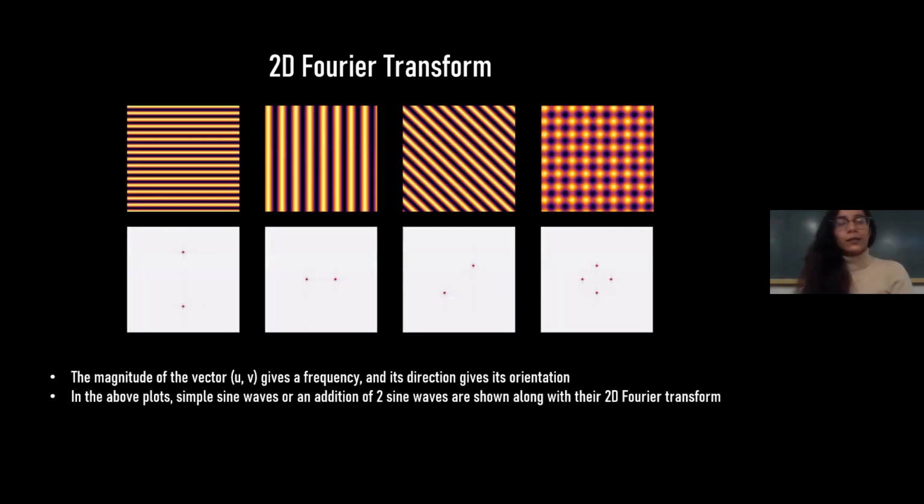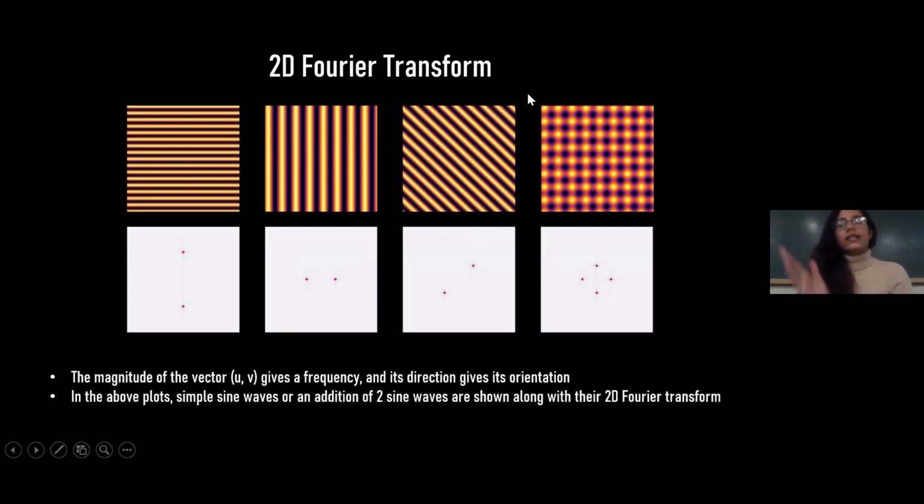So talking a little bit about the 2D Fourier transform. These are spatial images of simple 2D sine waves. So this is a sine wave, and this is the corresponding Fourier transform. The magnitude of a vector in the UV space gives the frequency, and the direction gives its orientation. If this is the origin and this is the point, this is a single frequency, and the orientation gives you how that angle is oriented in my image. The second image is another sine wave, which is flipped by 90 degrees, and it is a smaller frequency. So the point is closer to the origin, and the orientation is flipped.